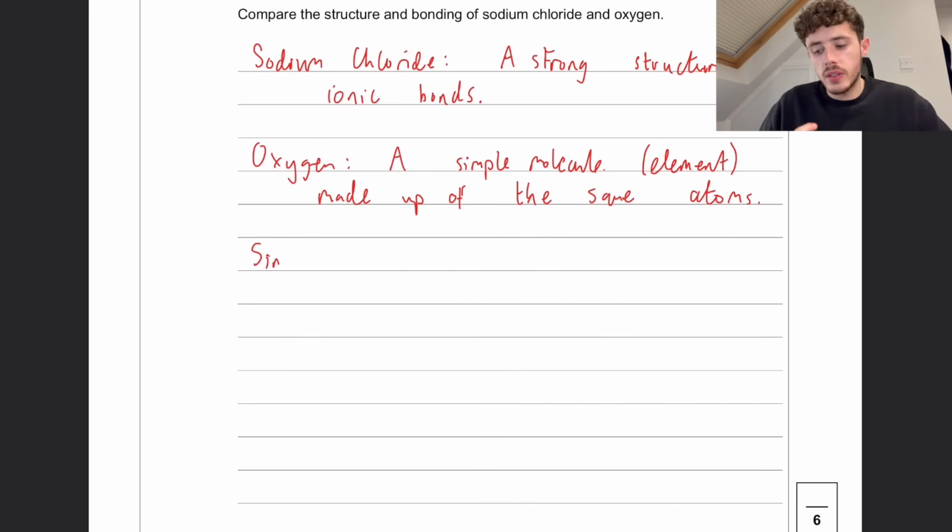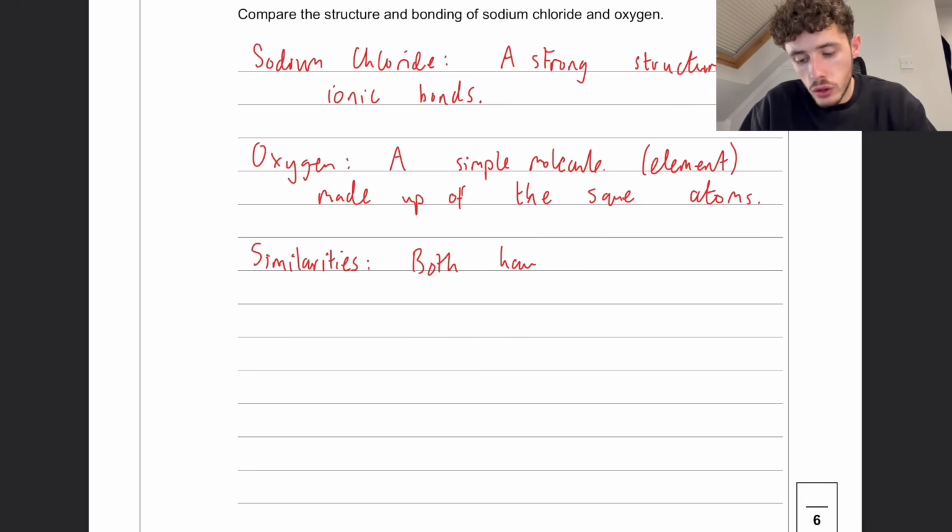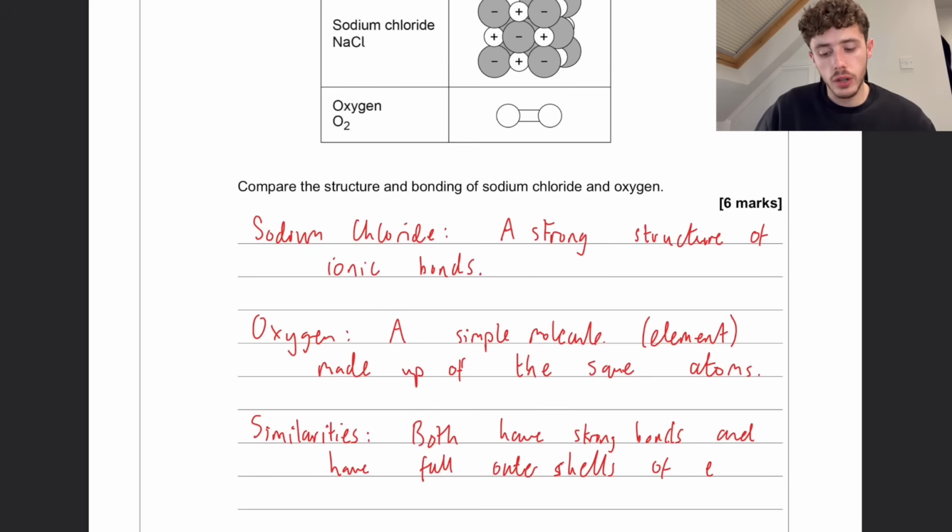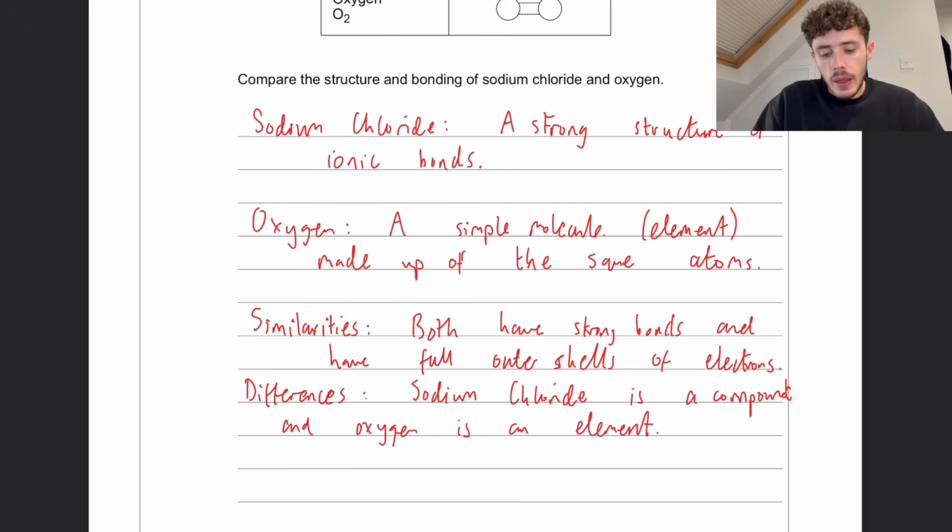Next, it's good to talk about the similarities and differences between them because it asks us to compare them. So we can say that both of them have strong bonds. And also because they're complete structures, they will both have full outer shells of electrons. Now on the differences, as we've briefly mentioned already, the sodium chloride is a compound because it's made up of multiple different elements, whereas the oxygen is simply an element because all the atoms are exactly the same.